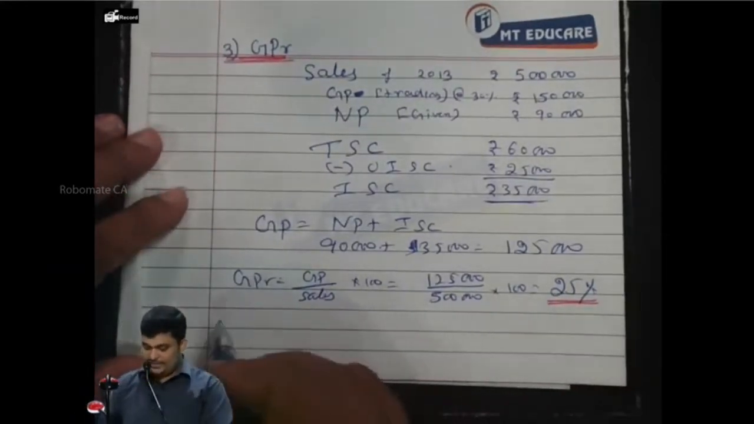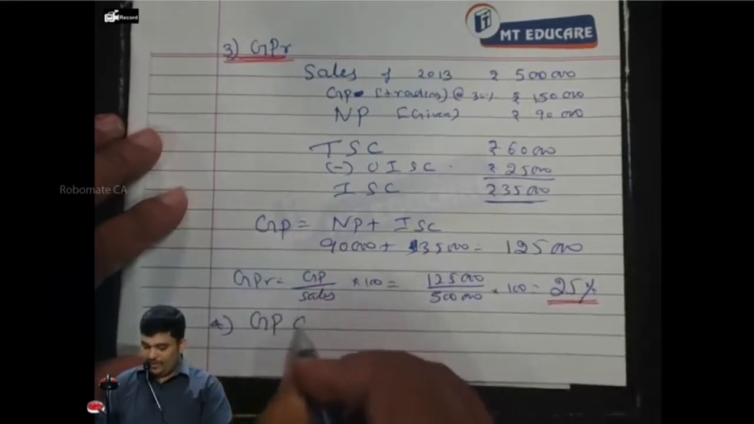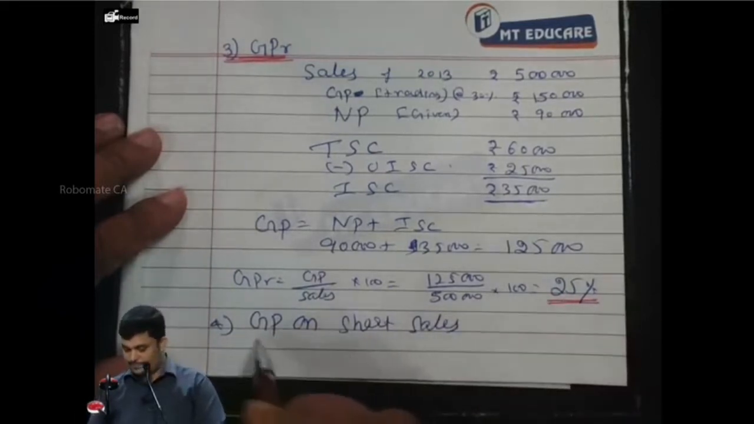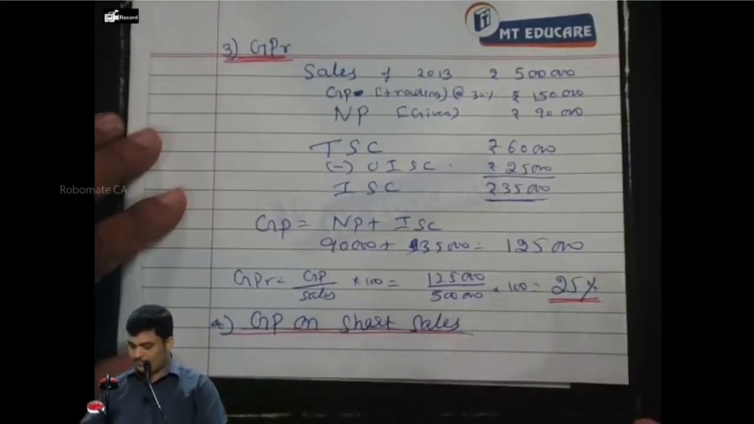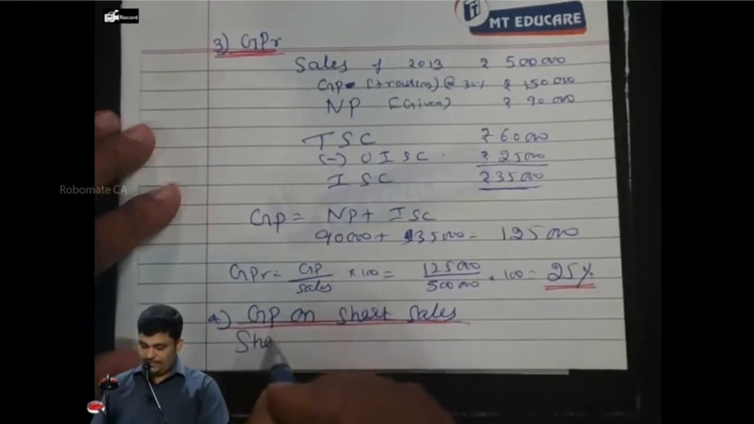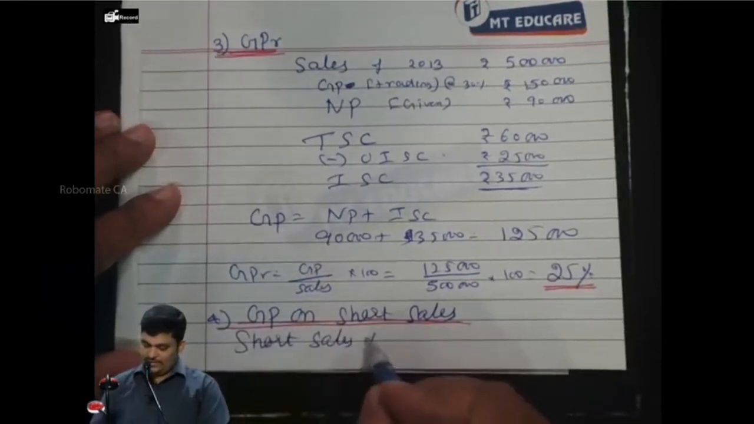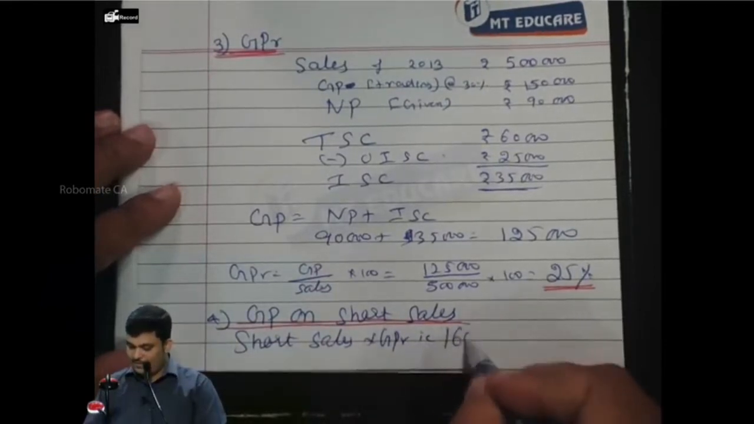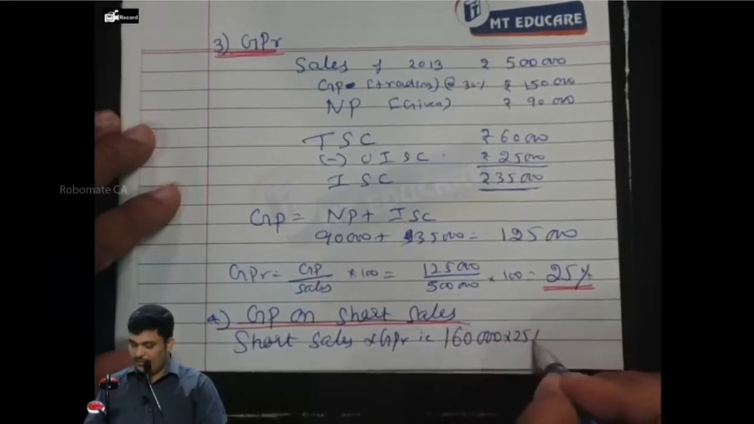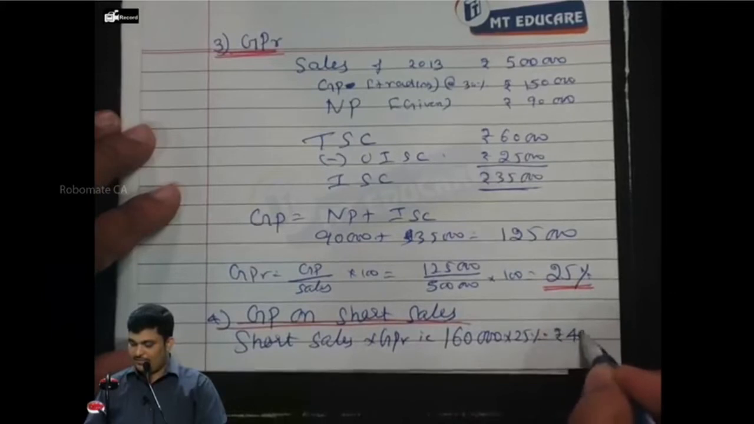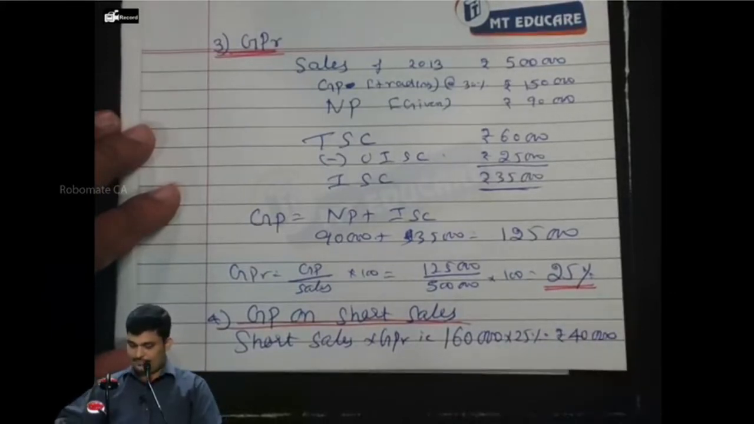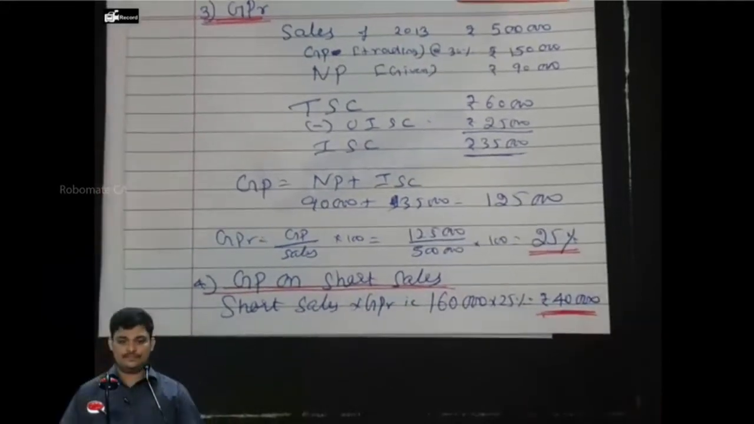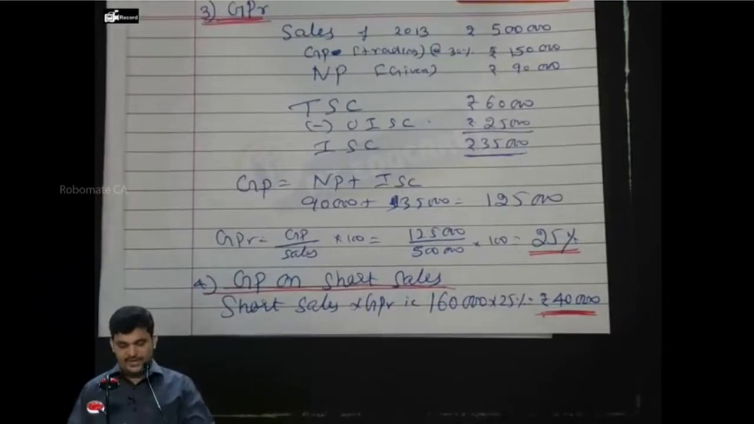So once we get this, step number 4: GP on short sales. Which will be short sales into GPR, that is 1,60,000 into 25%, 40,000. If there is anybody to take down, please take down.